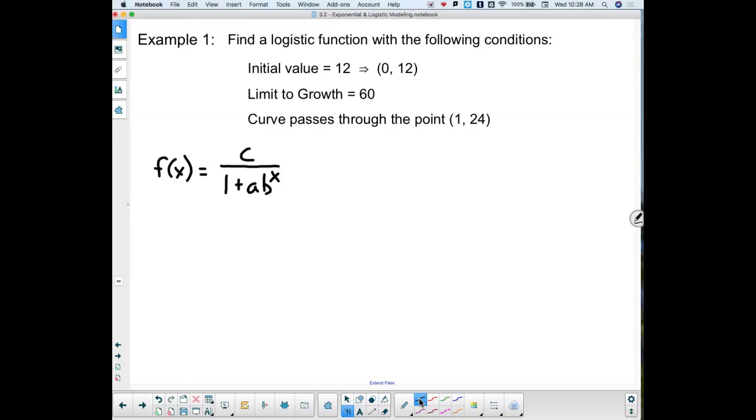Do I know anything on there? Yes. What? So C. I know the limit of c, right? Okay. So 12, or what's c? 60 is c. Okay. So I know that. So I've used my limit to growth. What else can I use? Which one would be easiest to use next? The initial value, right? Okay. So the initial value says that it goes through the point (0, 12).